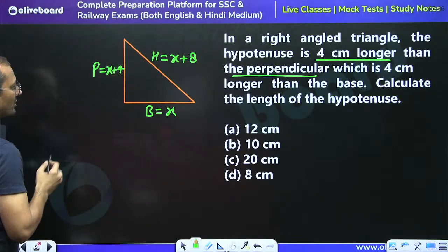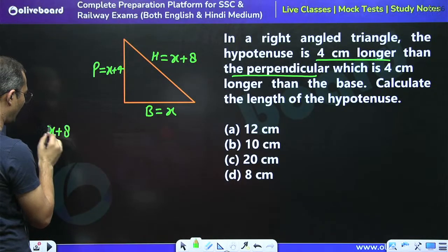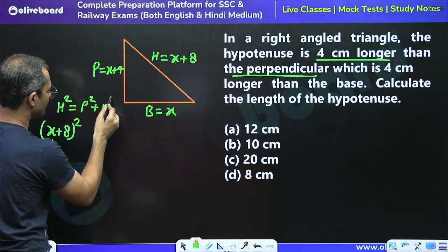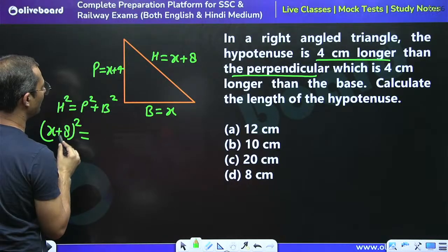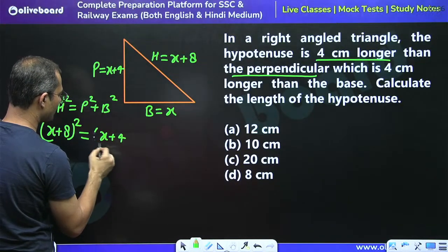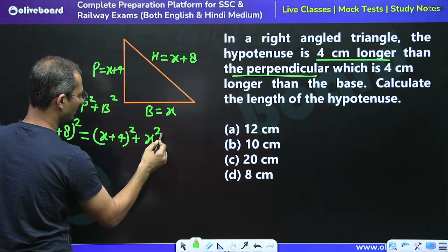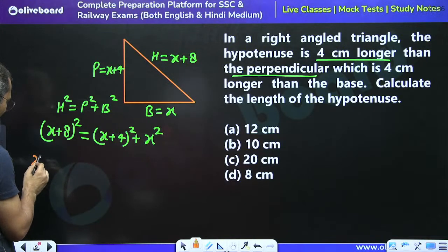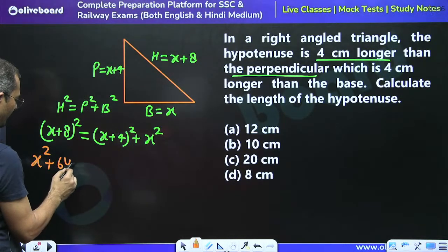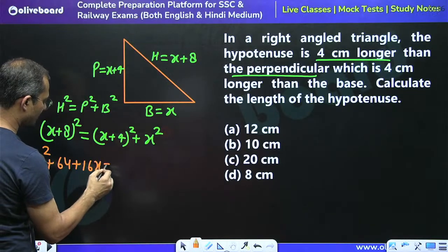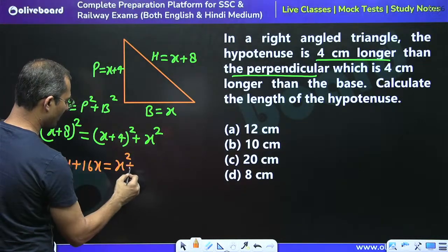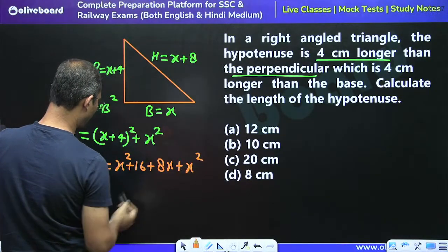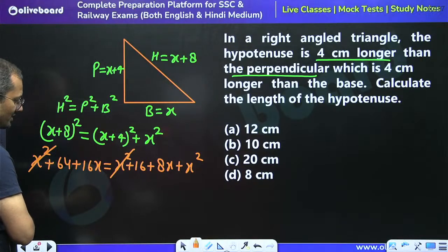So according to Pythagoras, we know that h square is equal to p square plus b square. So we can say that x plus 8 whole square must be equal to x plus 4 whole square plus x square, right? After opening this we will get x square plus 64 plus 16x is equal to x square plus 16 plus 8x plus x square, right? So 1 x square is cancelled, right?